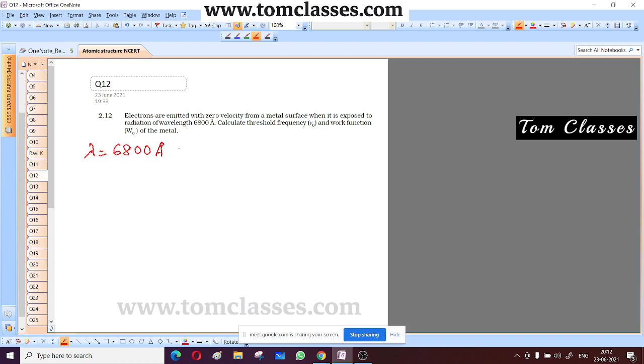Calculate the threshold frequency. So he is asking about the threshold frequency, which is associated with the work function of the metal. Since the electron is emitted with zero velocity, whatever the energy of the photon, that energy will get used up as the work function, that is h nu naught, the Planck constant multiplied with the threshold frequency. So he is interested in this. What is the energy of the photon? Let's try to calculate this. What is the photon energy? That is hc by lambda.